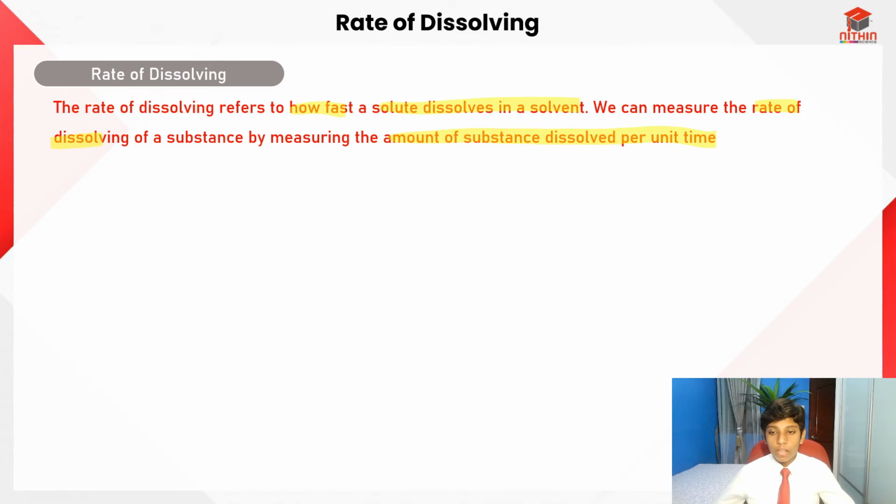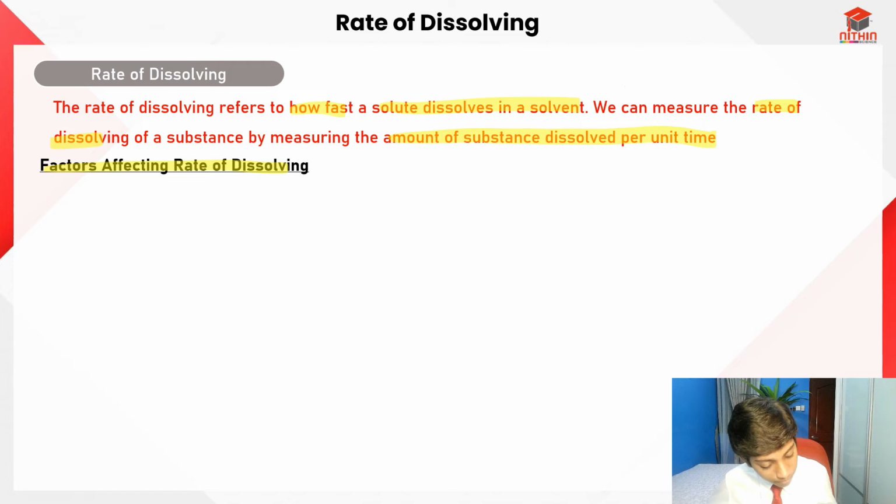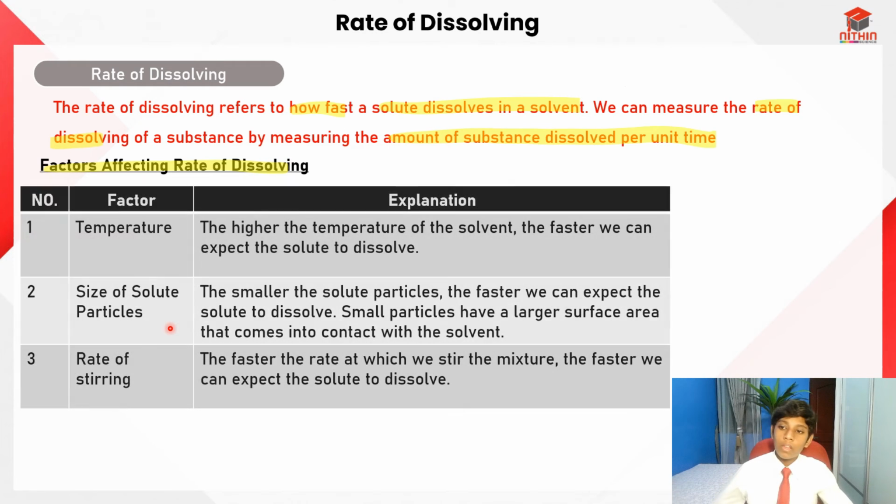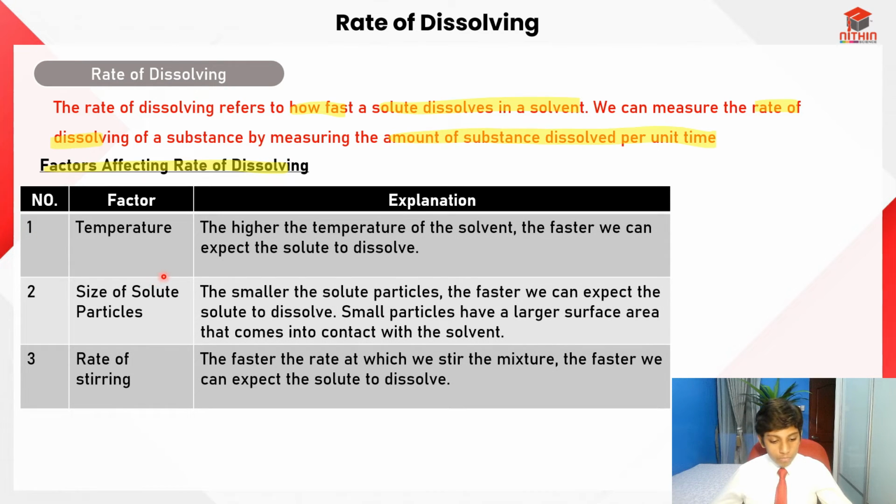Okay, next, let's take a look at the factors affecting the rate of dissolving. One being temperature. The higher the temperature of the solvent, the faster we can expect the solute to dissolve. This is something that is commonly tested. They have different scenarios when they're testing this rate of dissolving.